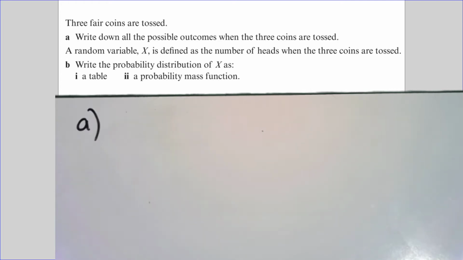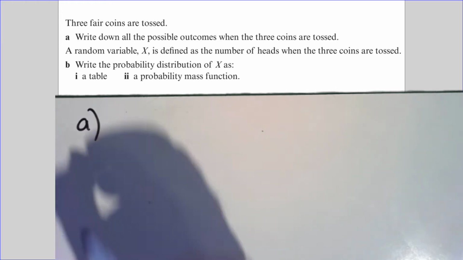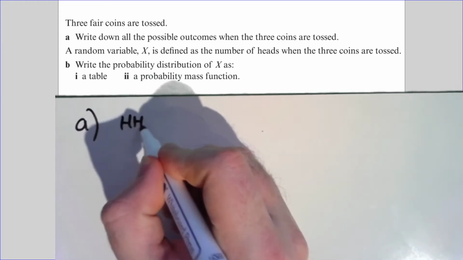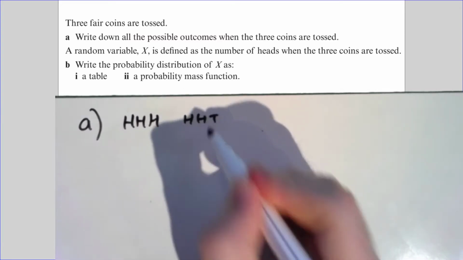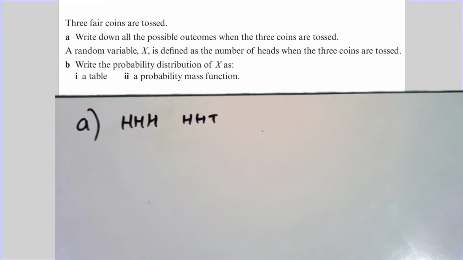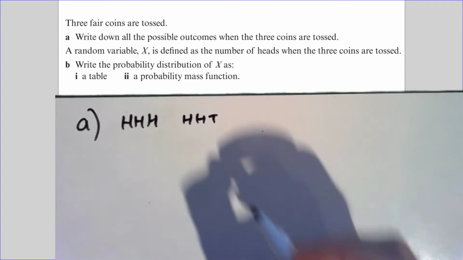For the first example, we've got 3 fair coins are tossed. And part A asks us to write down all the possible outcomes when the 3 coins are tossed. So we could have heads, heads, heads. That would be a possible option. We could have heads, heads, tails. We could just list these. We could put them in some kind of a grid or an order. But let's just start listing.